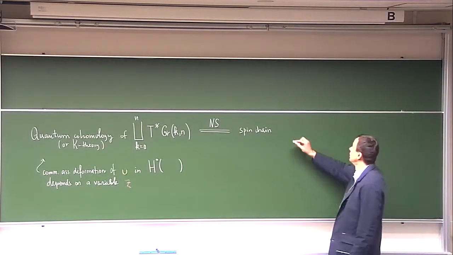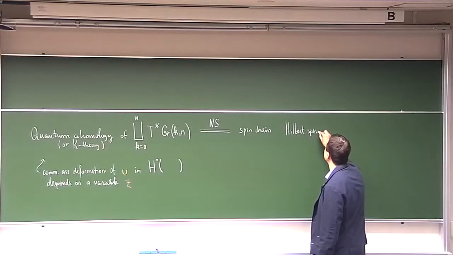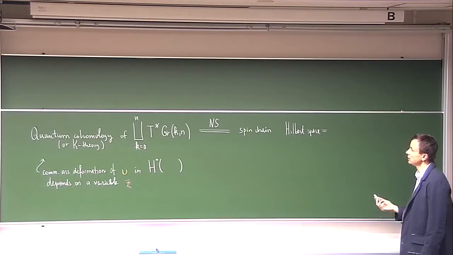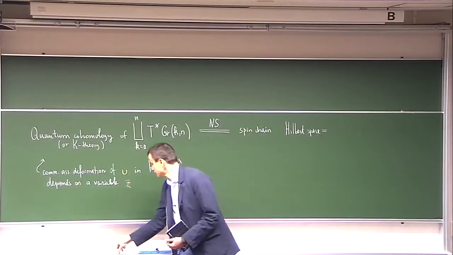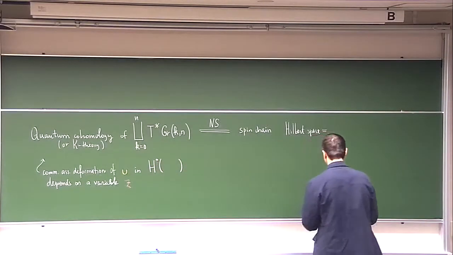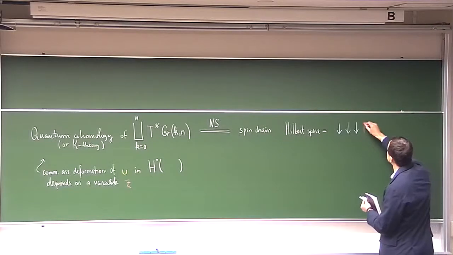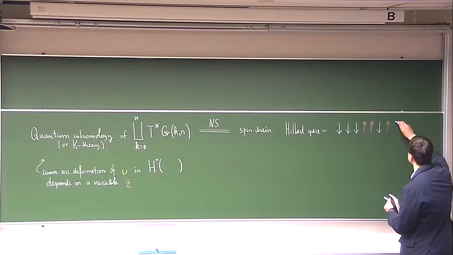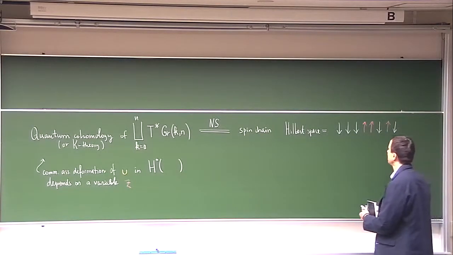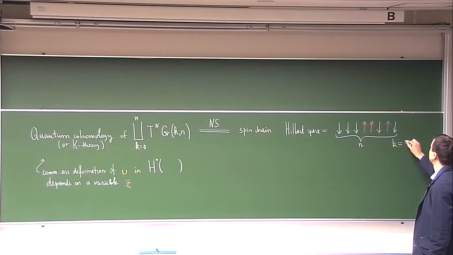So the Hilbert space, it's a system of quantum mechanics. The state of the system is a spin chain of length n, and it can have some spins down, spins up, where the length of this chain is n, and k is the number of spins up.